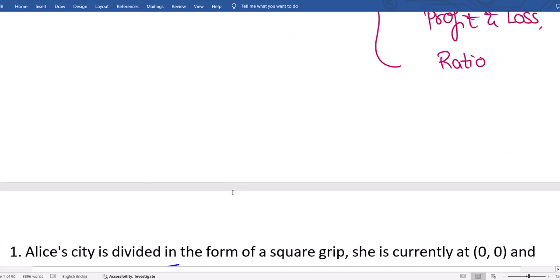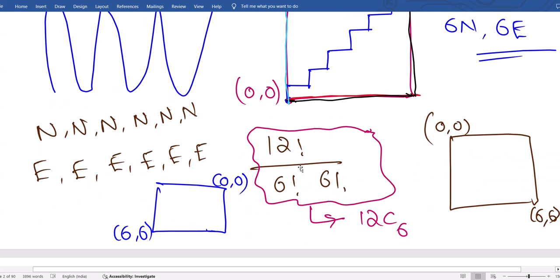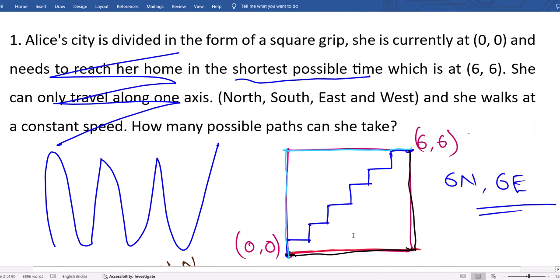Okay, so I understand this first question. Options will be given, no worry. You can find the option which is 12 factorial divided by 6 factorial into 6 factorial, or else the option which is 12C6. Are you clear with the approach that is required? Done? Fine. So let's move on to the next question.